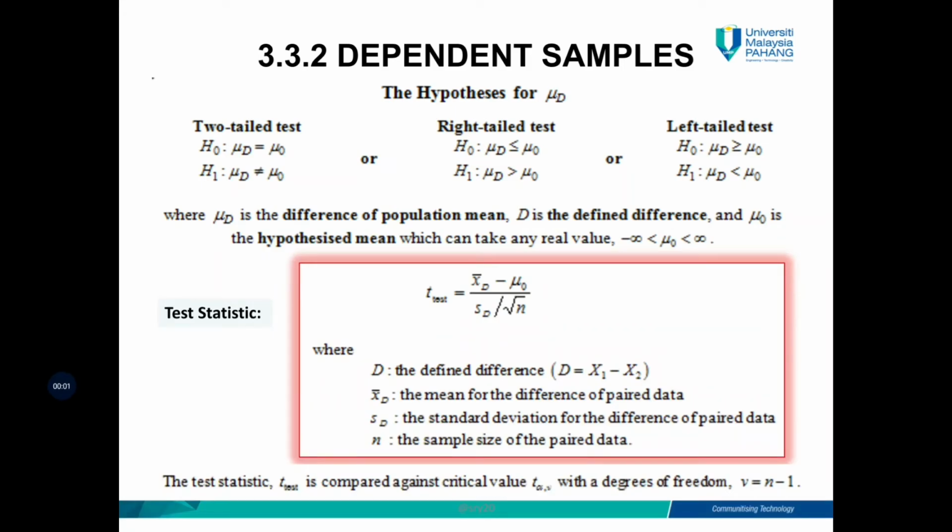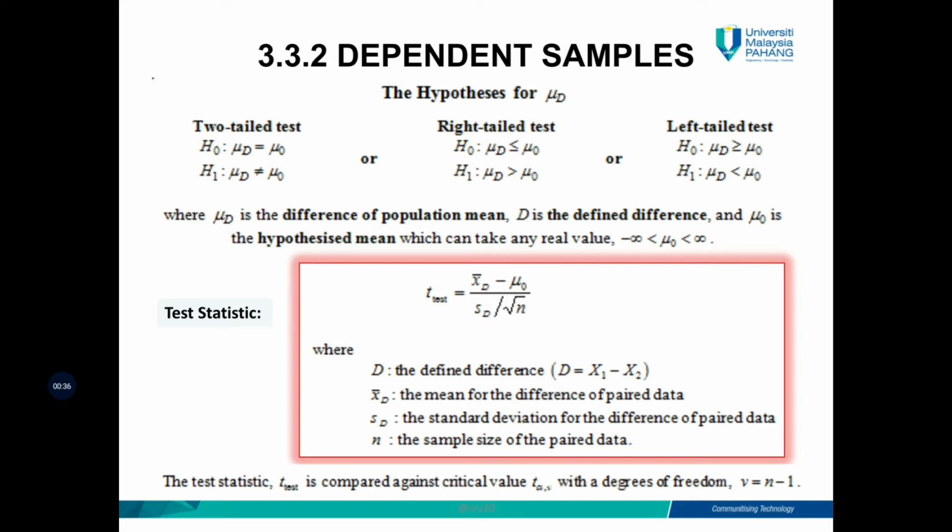Now we are going to the second topic for 3.3, that is dependent samples. For this part, the parameter used is denoted by mu d. As usual, there are three types of tests: two-tailed test, right-tailed test, and left-tailed test. Again, mu naught in this case is known as the hypothesized mean, which can take any real value.